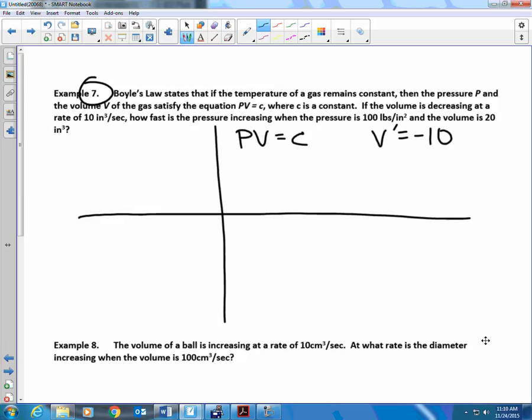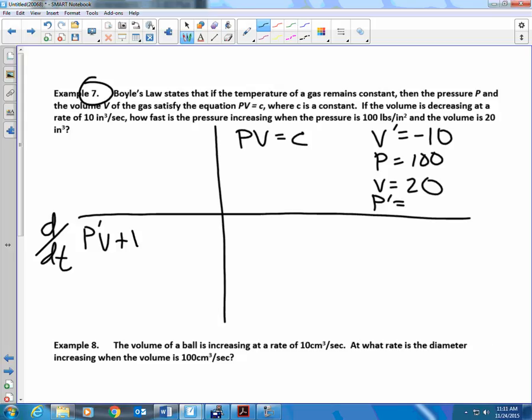P is equal to 100 and V is equal to 20. What are we trying to find? P prime. So I'm going to take the derivative with respect to time. And as I do that, what do I have to use to find that derivative? Product rule. So we use the product rule. What's the derivative of P? 1 P prime times V plus derivative of V, V prime times P is equal to, what's the derivative of a constant?